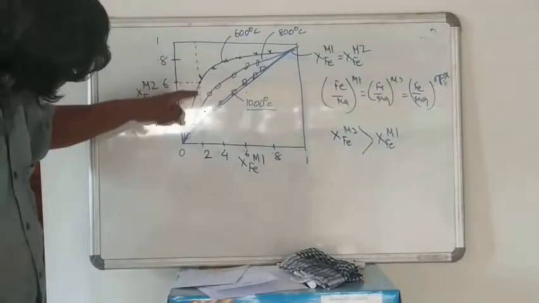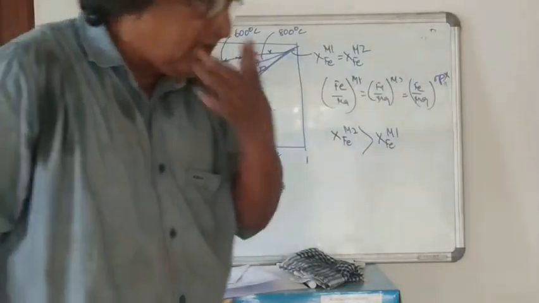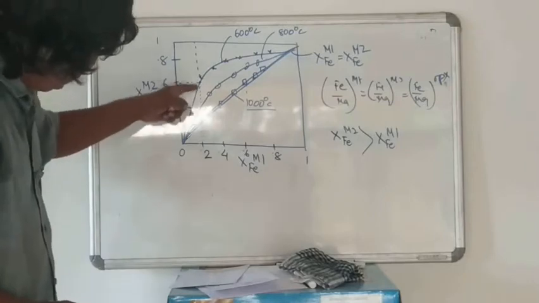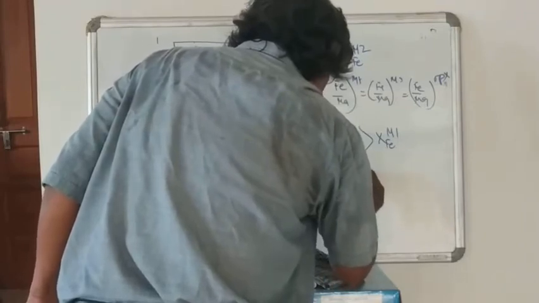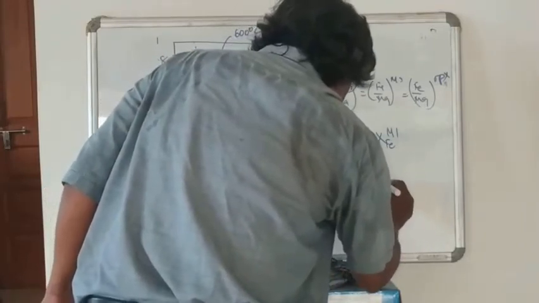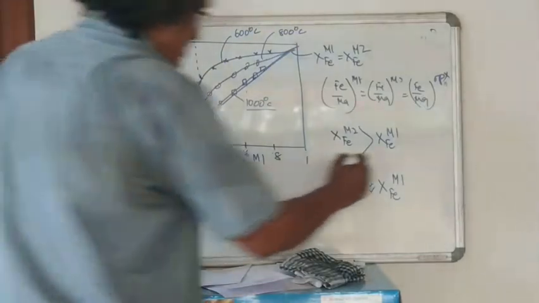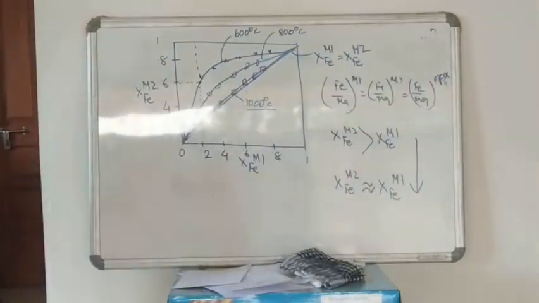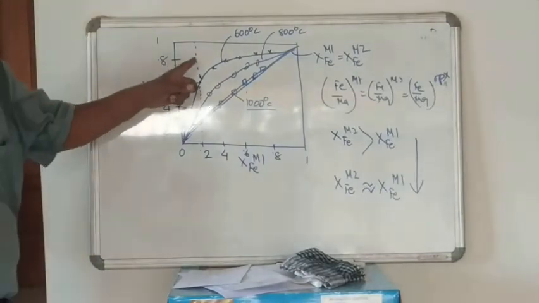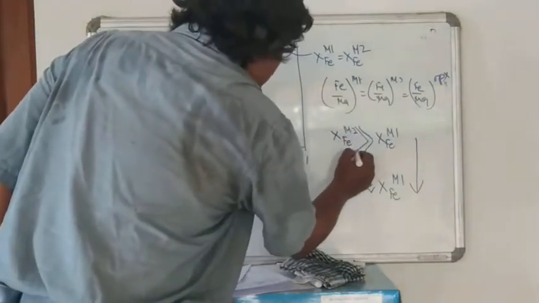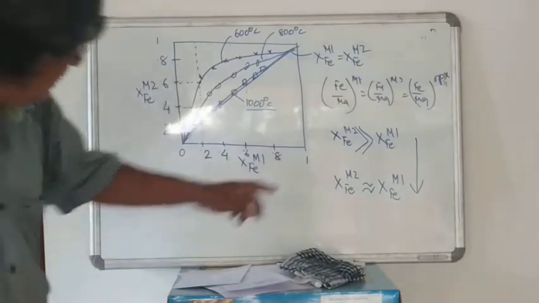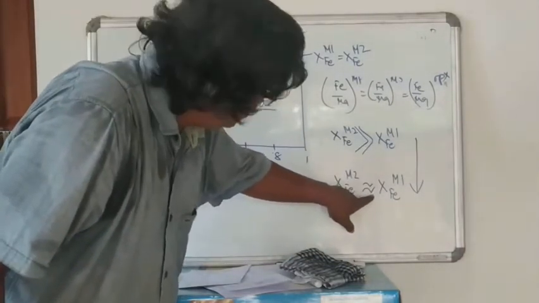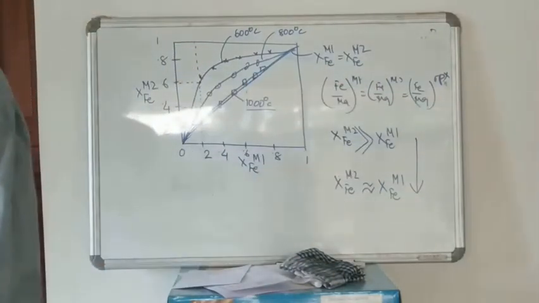But if you increase the temperature, then you see the XFe M2 value at this point here, XFe M2 at high temperatures is close to XFe M1. So this is a major change. At low temperatures, XFe M2 is much greater than XFe M1. If you go to higher and higher temperatures, then XFe M2 is almost equal to XFe M1. This is the same logic put forward.